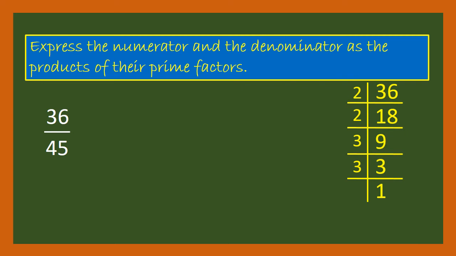Now we have all the prime factors of 36. They are 2, 2, 3 and 3. So let's write 36 as the product of its prime factors.